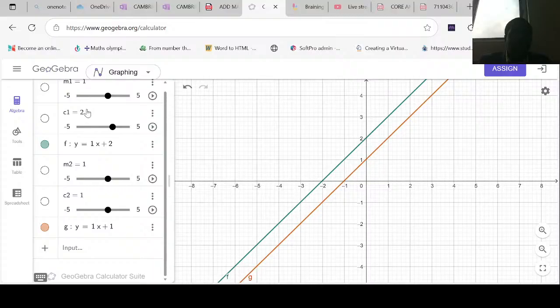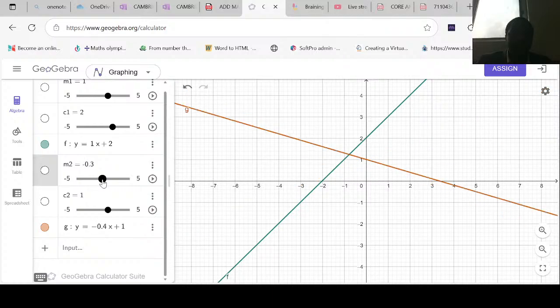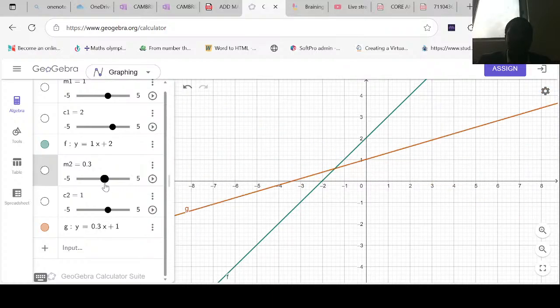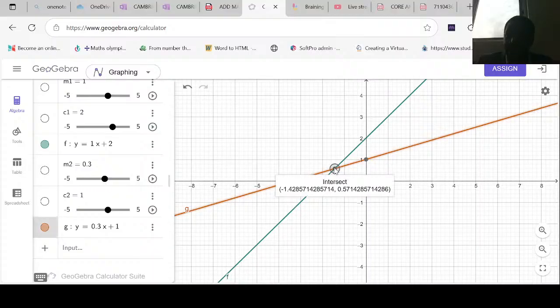So now, what happens if the intercepts are different and the slopes are different? I've changed the slope now. You can see M2 is now 0.3. What happens? There is a solution, isn't it? Look at where the solution is. This is the solution: x is negative 1 point something, the number is very big, and y is 0.57.